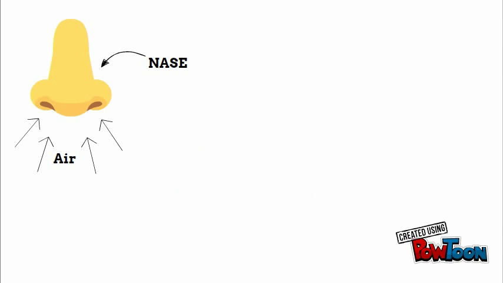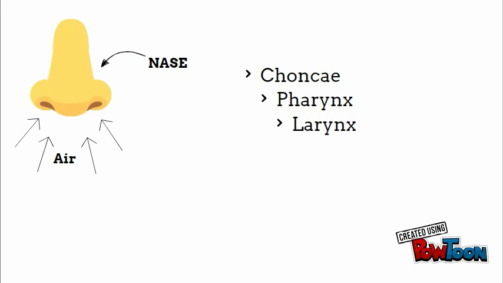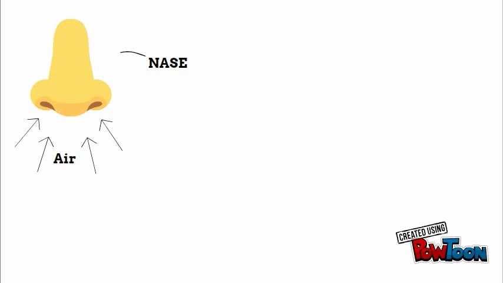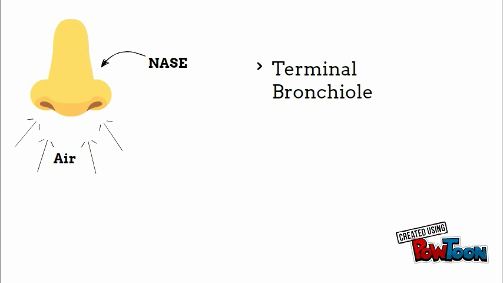The conducting zone consists of the air passages that lead to sites where gas exchange occurs. This involves the pharynx, larynx, trachea, bronchi, and bronchioles. Following this is the respiratory zone, which is comprised of the terminal bronchioles and the alveoli.